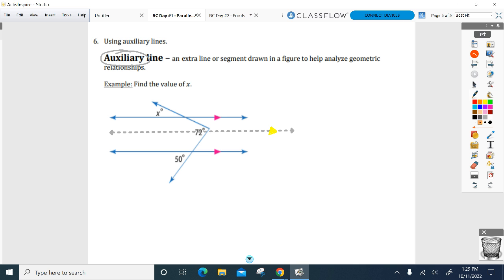Here's why. Why couldn't I do this problem at the beginning? I didn't have a what? Is this a transversal now? Darn right it is. It intersects both lines. What about this one? Is this a transversal? Yeah. So that's why I put it there. So now I have a transversal to work with.